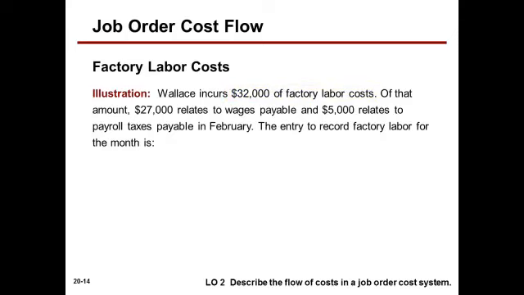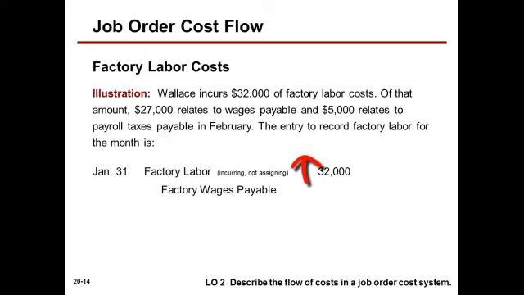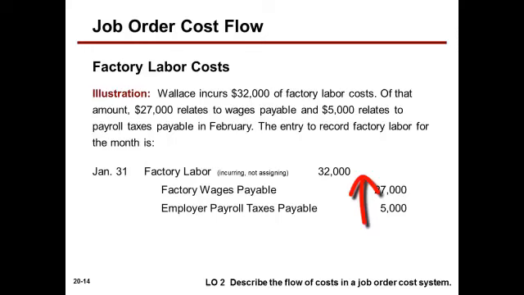The entry to record the factory labor for the month is debit factory labor, $32,000, increasing that account. Credit factory wages payable, credit employee payroll taxes payable, increasing those two accounts with credits. The full cost of this labor is $32,000. This is an incurrence or spending entry, not assigning it. We're not yet assigning this to production.